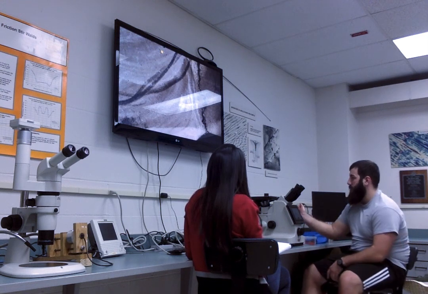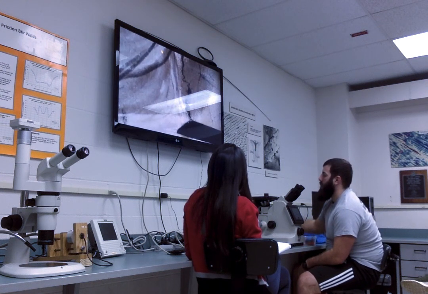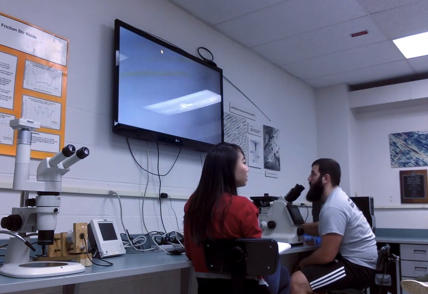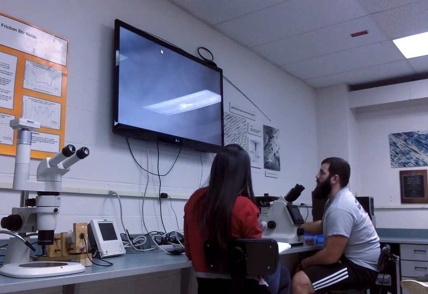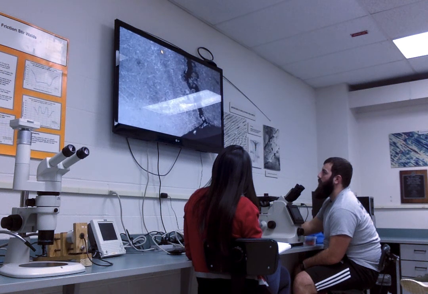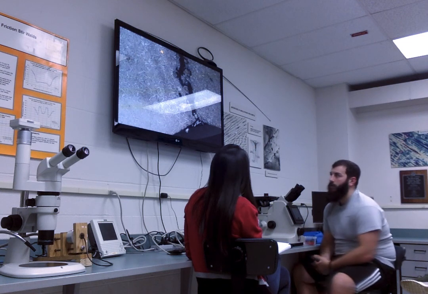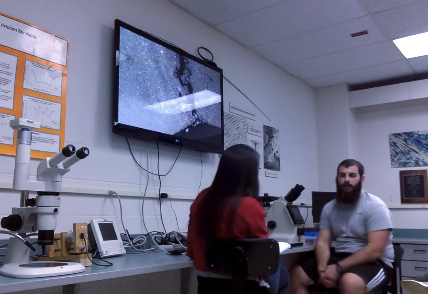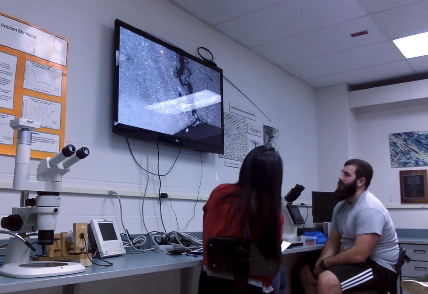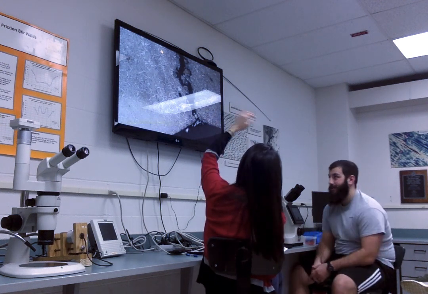Okay, so what does this crack look like? Inter or transgranular? Starts out transgranular. Alright, so what does that look like to you guys? Transgranular. Great answer. Does it look transgranular? I don't think so. Intergranular.